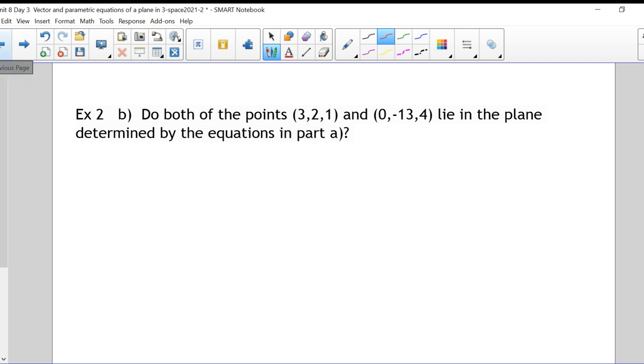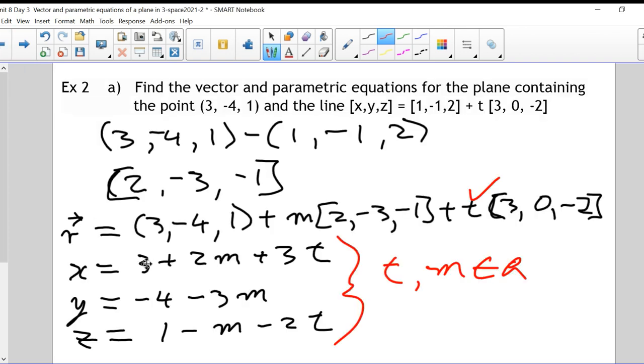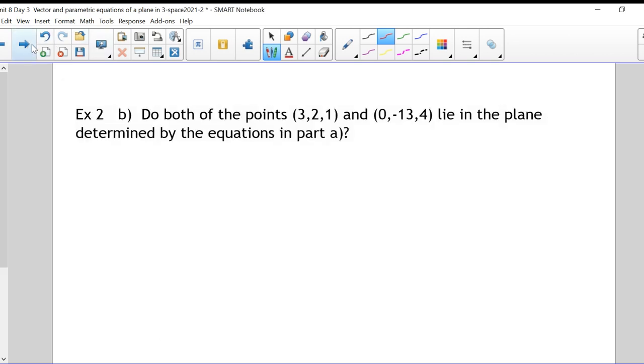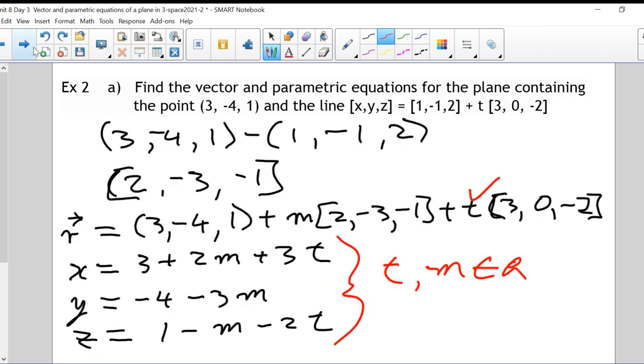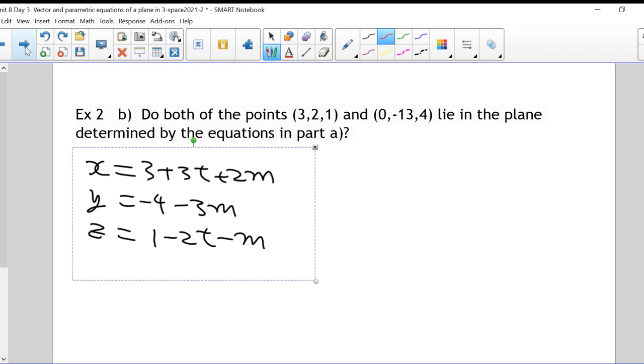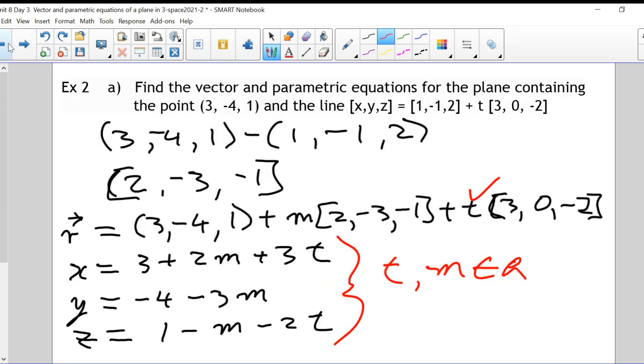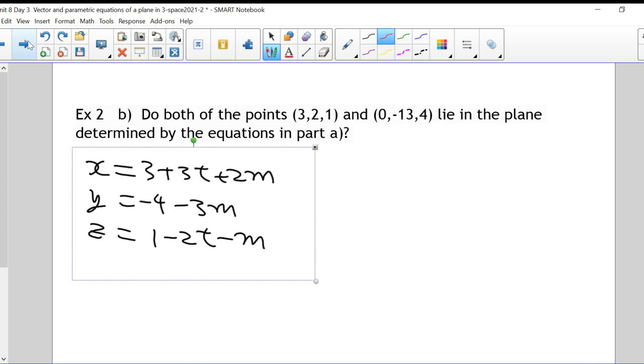So let's go back and look at what the x is. The x is 3 plus 2m plus 3t. All right, so let's write that down. In fact, the thing I just erased, I should have left there. 3 plus 3t plus 2m. Is it the same as what we have here? Minus 4 minus 3m, and 1 minus m minus 2t.